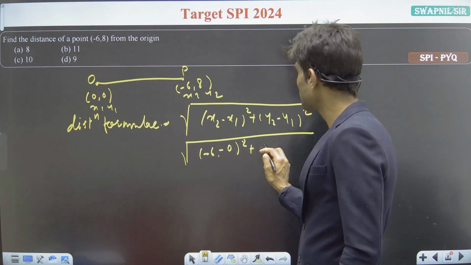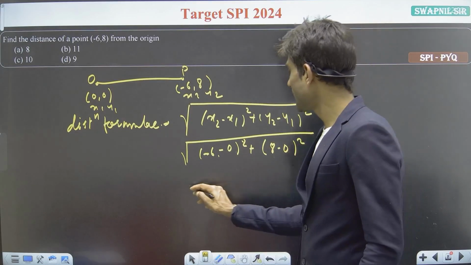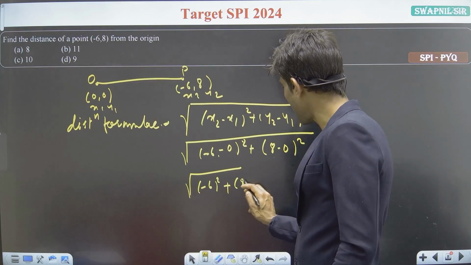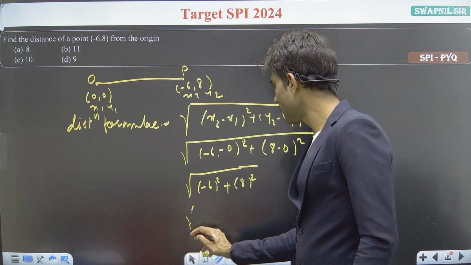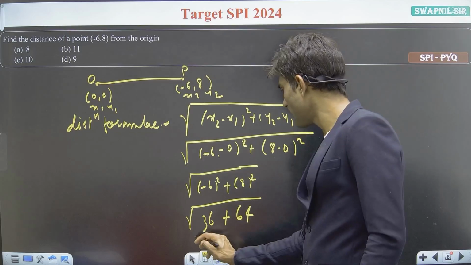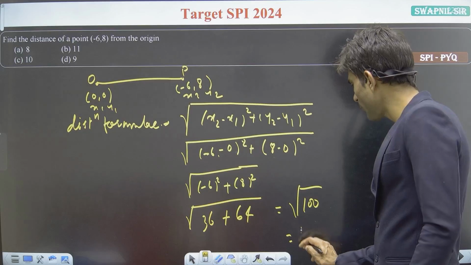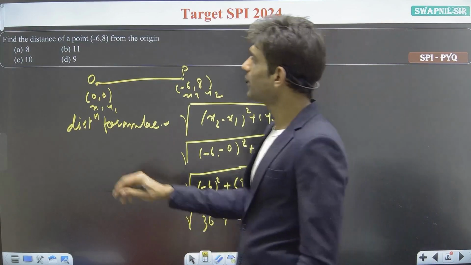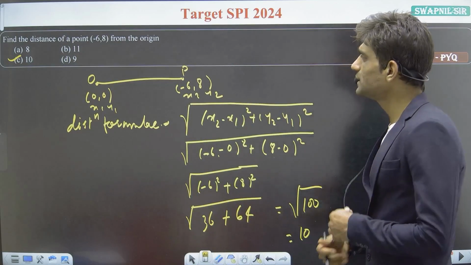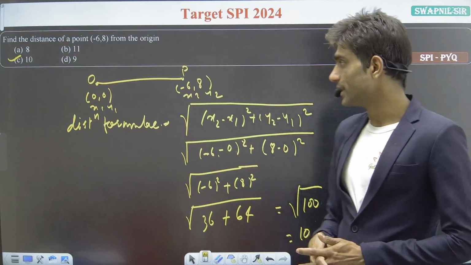Bracket square plus y2 minus y1, 8 minus 0, bracket square. So we write this as -6 square plus 8 square. After that, 6 square is 36 plus 8 square is 64. Completing the addition of these two terms, we write square root of 100, and square root of 100 is 10 here. Now see that in our option number C we have the required answer: the distance from the origin to the point -6, 8 is 10 here. I hope you all have understood.